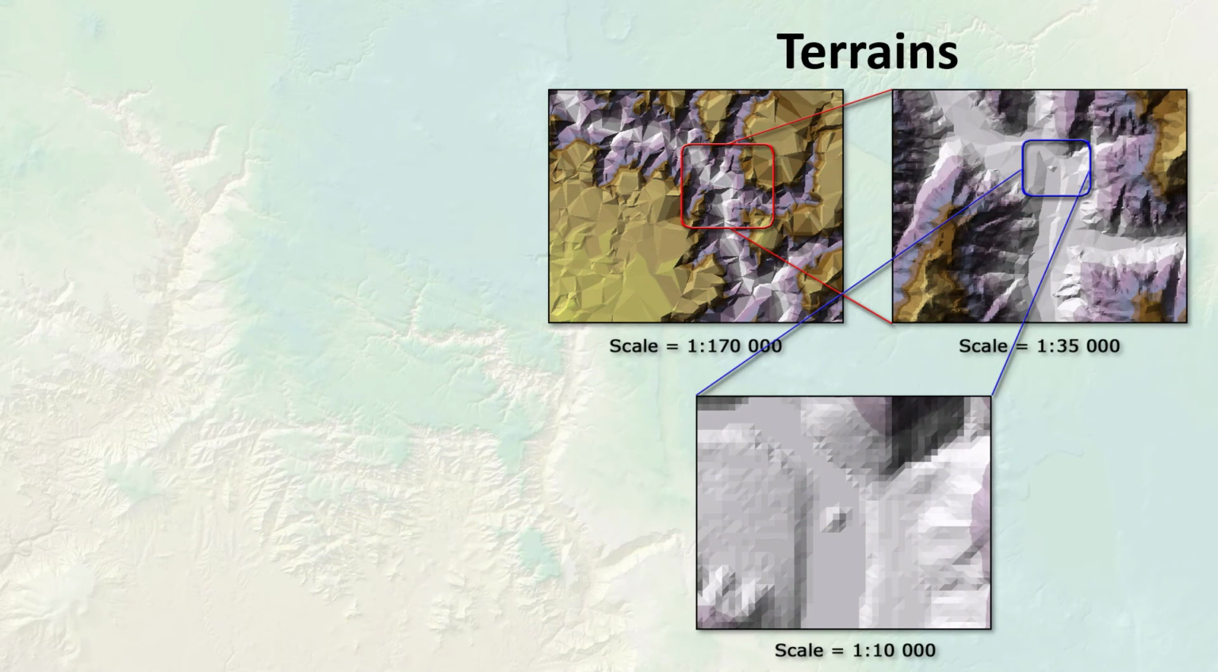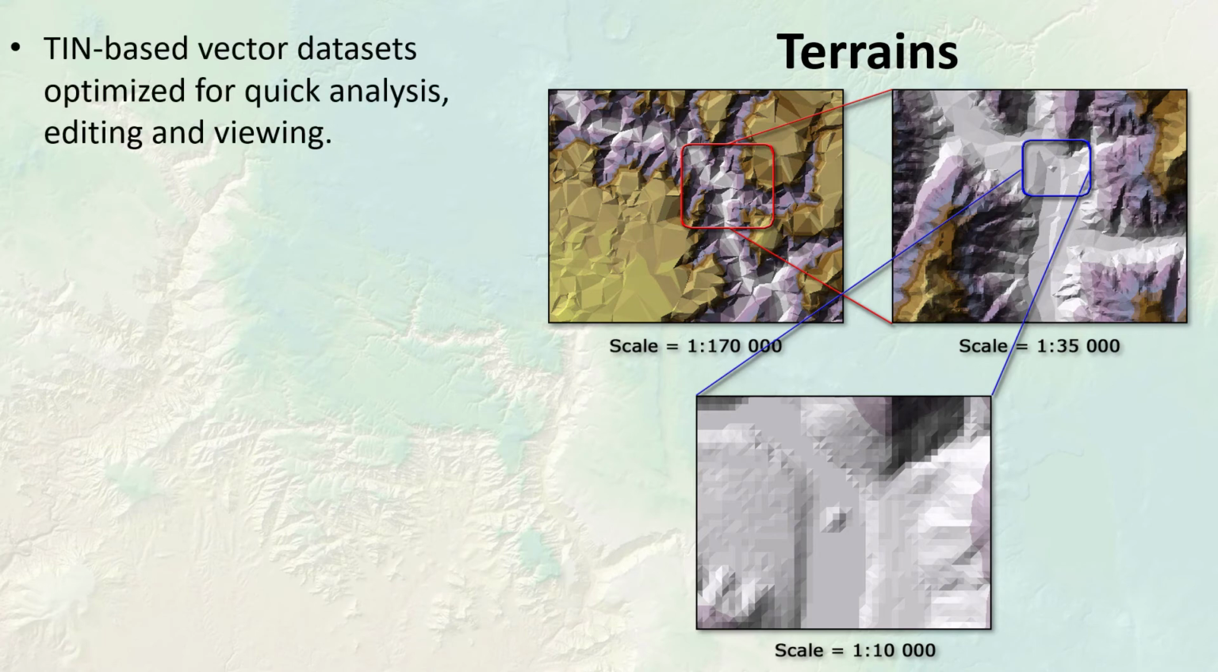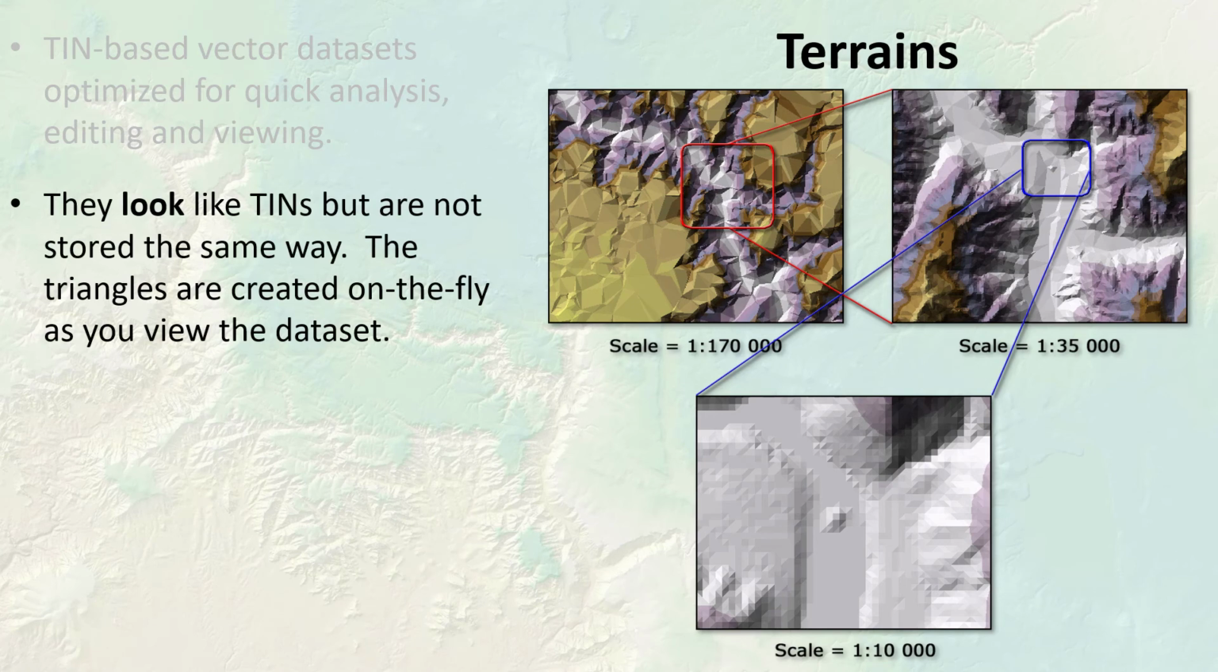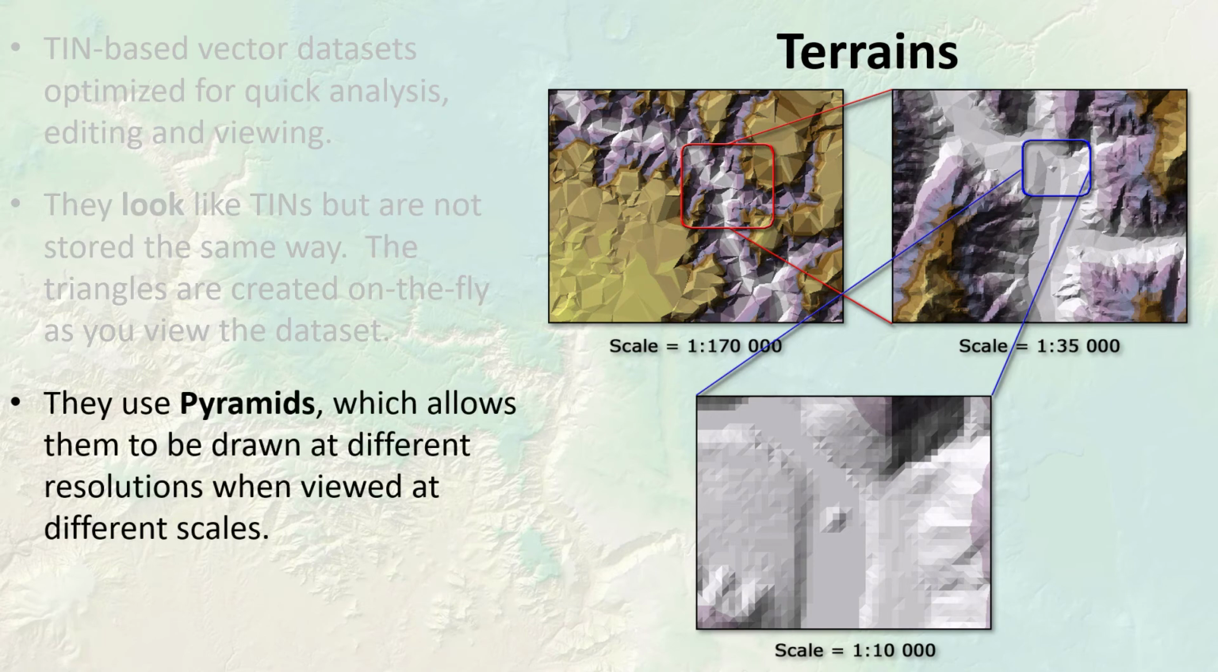Next up are terrains, and terrains are TIN-based vector surface data sets. TIN, remember, is triangulated irregular network. So they're TIN-based data sets that are optimized for quick analysis, editing, and viewing. They're similar to TINs in that they treat the landscape as a continuous surface of connected triangles, but the data set's not actually stored in TIN format. The triangles are created on the fly as you view it. So terrains take advantage of pyramids, and we're going to discuss pyramids again in a second. But this allows them to be drawn at a coarser resolution when you're viewed at smaller scales.